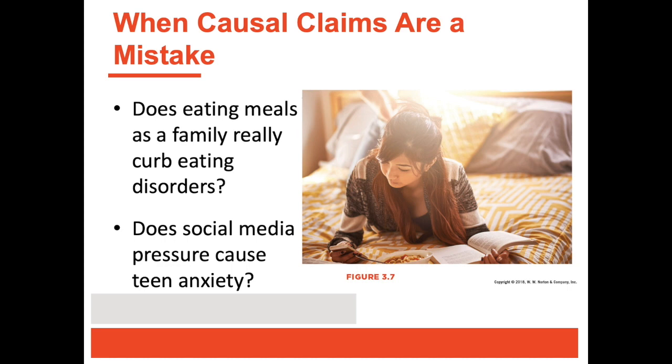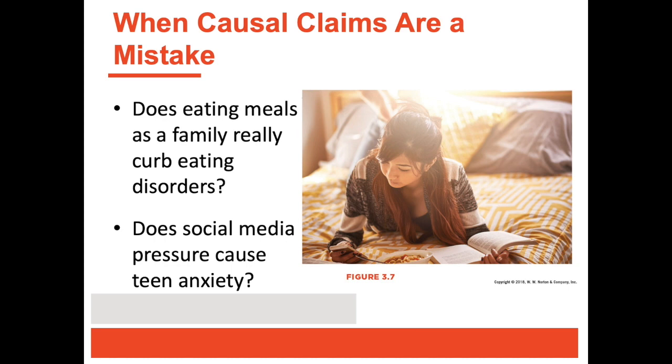Another one: does social media pressure cause teen anxiety? This one's an interesting one. The media really took it as causing teen anxiety, but the study itself was more correlational. So is there covariance? Do they go together? Yes, they're related, social media and teen anxiety. The issue here is twofold. Temporal precedence: it was a correlational study, so they were both measured at the same time. Are you anxious? Do you use social media a lot? So no, we don't know.